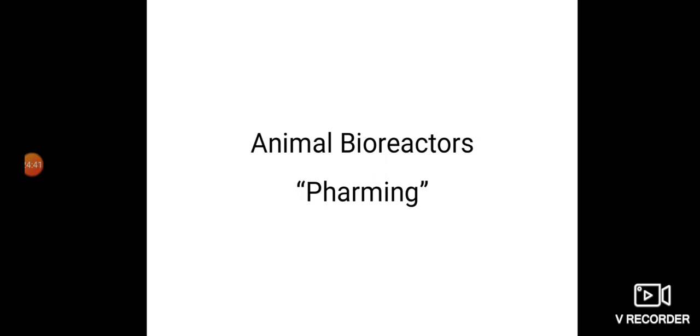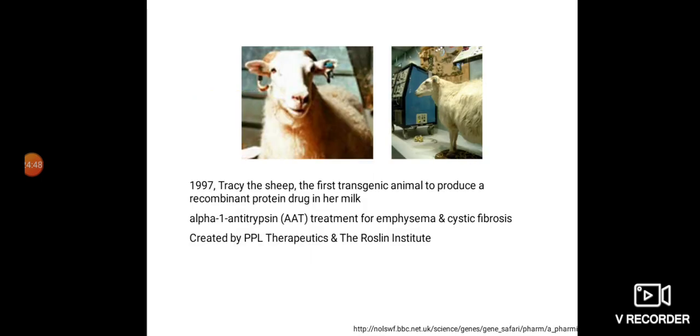People are also using this transgenic technology to produce animal bioreactors, which we can also call biofarming. Here they make sheep, for example, produce a specific protein in their milk, like alpha-1 antitrypsin, for the treatment of emphysema and cystic fibrosis. They created a sheep called Tracy, producing it in her milk.